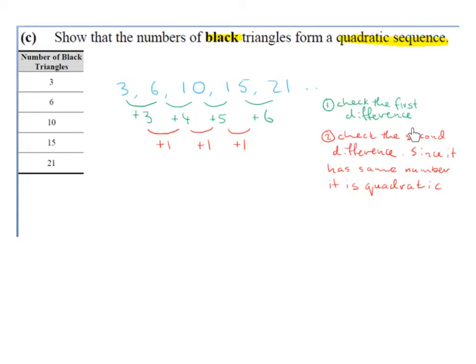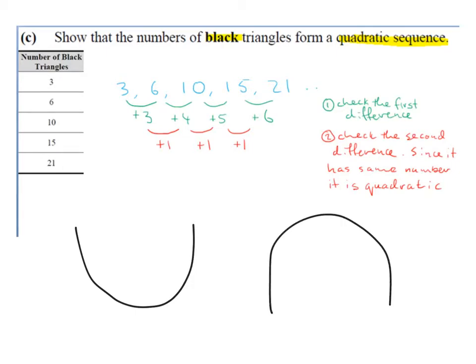So next we check the second difference. So to get from 3 to 4 we add 1, to get from 4 to 5 we add 1, to get from 5 to 6 we add 1. So we have the same number, a constant. So since it has the same number, it is quadratic. So it doesn't matter what this number is. It could be 2, 2, 2. It could be 10, 10, 10. In this case, it's 1, 1, 1. It doesn't matter what it is so long as it's the same. Therefore, we have a quadratic sequence. So if we were to draw this out on a graph, it would either be U-shaped or N-shaped, because a quadratic sequence will always form a U or an N shape.